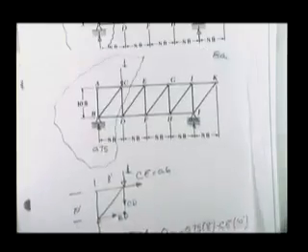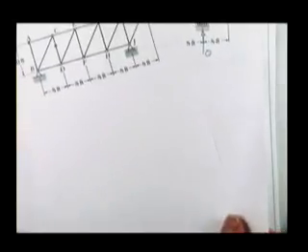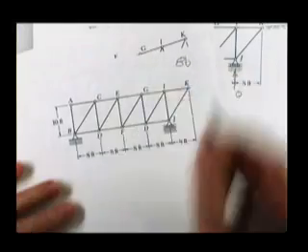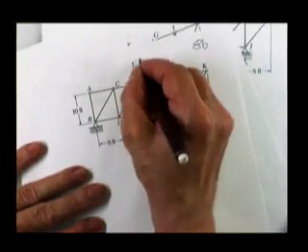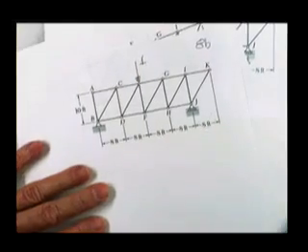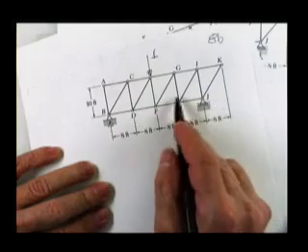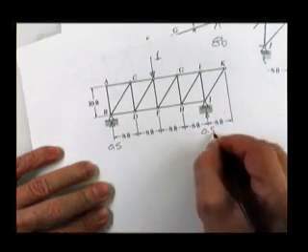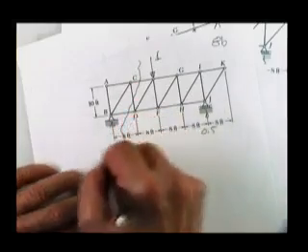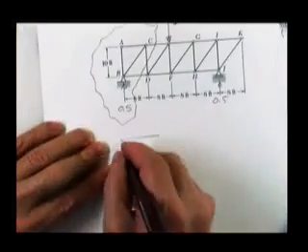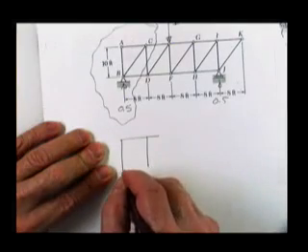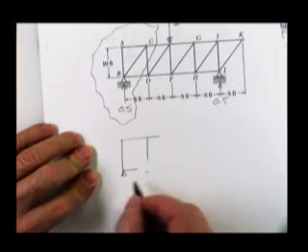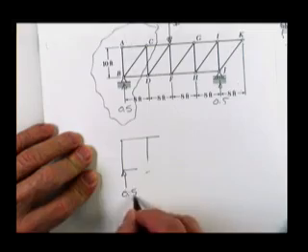Next, 8A, 8B. I move the unit load over here. It's a 1. That causes a reaction. 1, 2, 1, 2. This is a 0.5 for the reaction and a 0.5. Here's my free body. The reaction is 0.5.